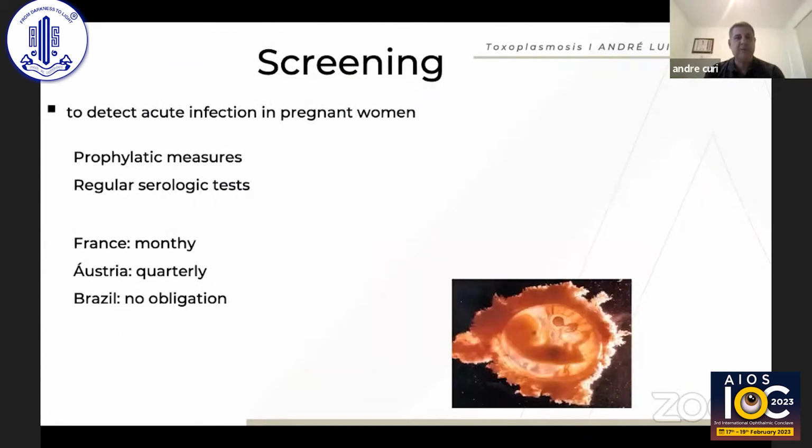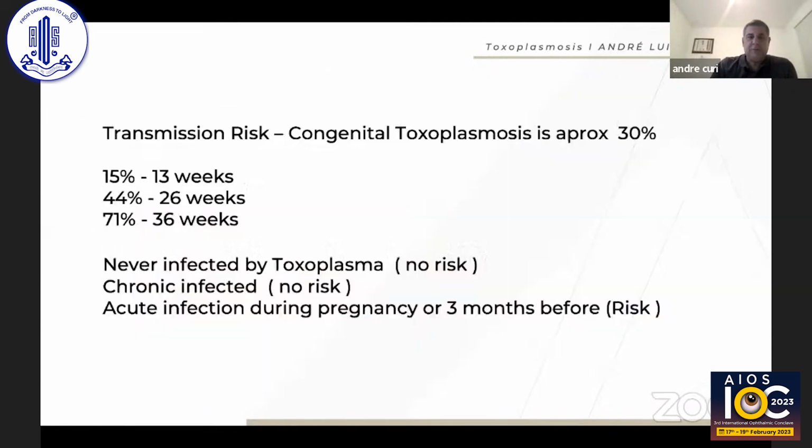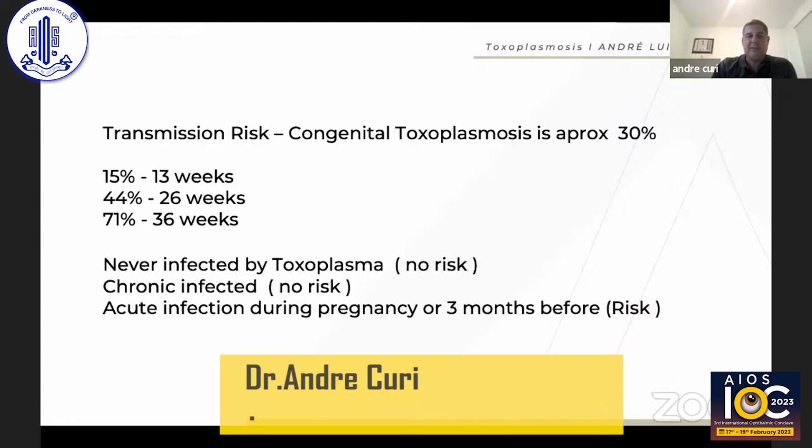And what's important to avoid congenital toxoplasmosis is to detect the acute infection in pregnant women. So you have the prophylactic measures and regular serology tests. In France, you do this monthly, in Austria quarterly, and in Brazil, unfortunately, there is no obligation to do such regular serology tests.